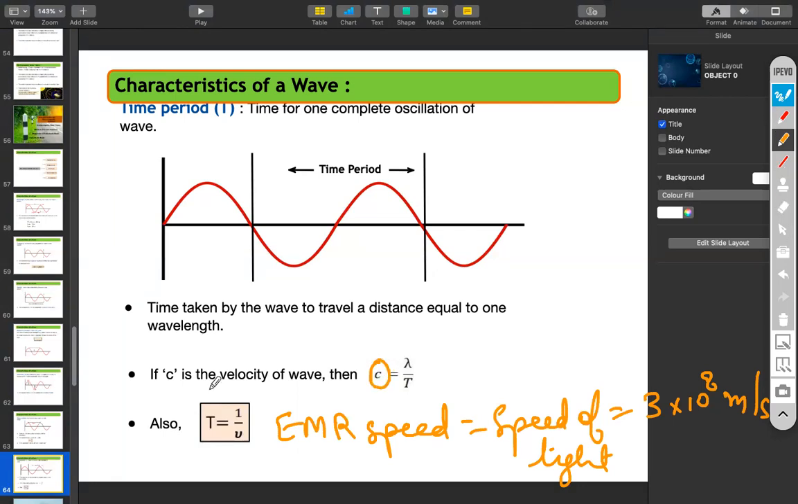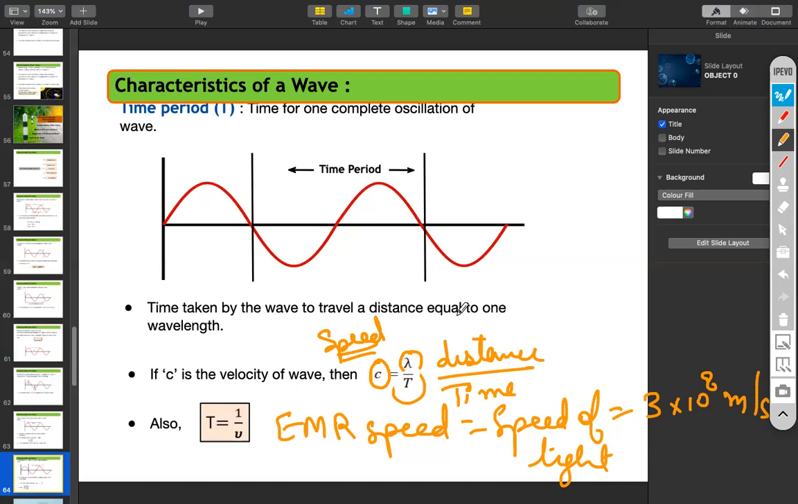Speed C is the speed. C represents the speed of wave. Lambda is the distance of one wavelength. Can I say speed is nothing but distance by time? Is this the right formula? Speed is nothing but distance by time. Distance is the wavelength of one wave. Time taken by one wave. T is the time taken by one wave to travel.